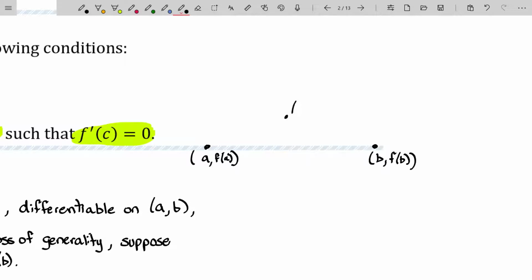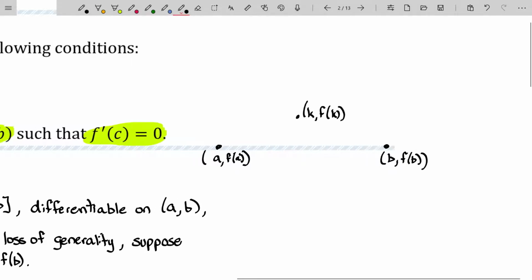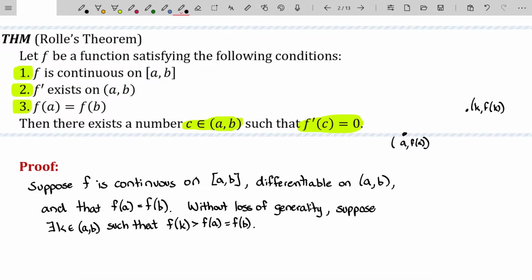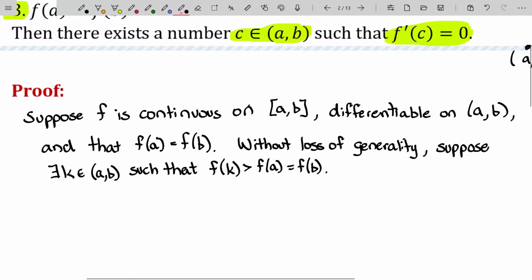So let me actually write (k, f of k) here, by the way, just so that you have a visual of what we're talking about. So that's without loss of generality, supposing that there exists some number on the number line such that the y value at that number for the function is above f of a, which is equal to f of b.